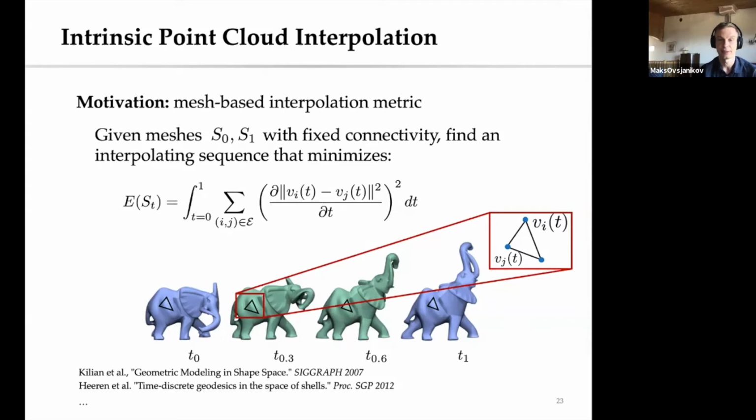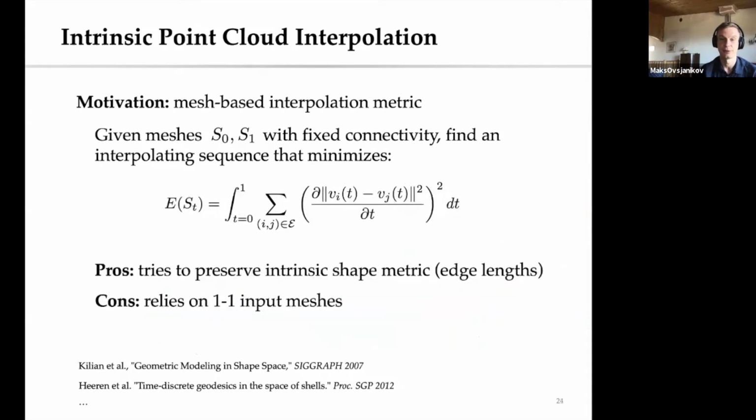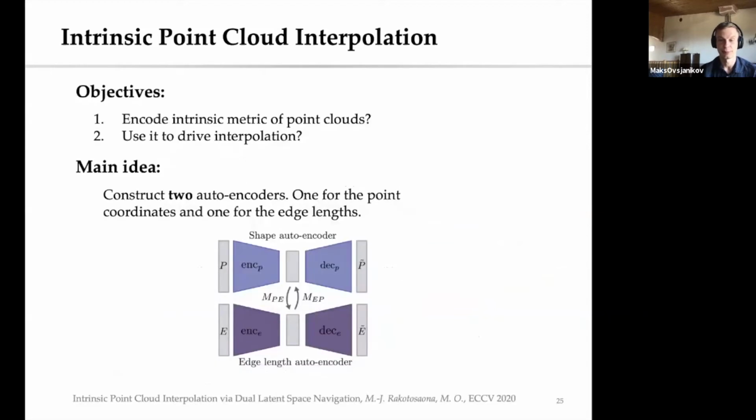The advantage of this approach is that it tries to preserve the intrinsic shape metric. So it doesn't just try to preserve the extrinsic embedding, but also some intrinsic information. The disadvantage, of course, is that it relies on meshes that are in one-to-one connectivity, okay? So in a recent work that was just accepted at ECCV, we proposed a method to extend this idea to point clouds, and use it to derive an interpolation method that works for point clouds that are not necessarily in correspondence. And our idea, in retrospect, is actually very simple.